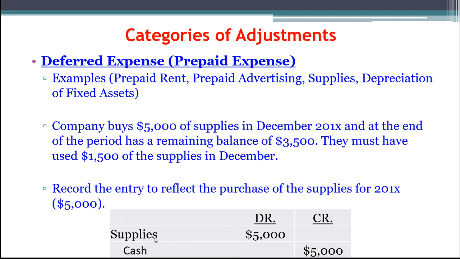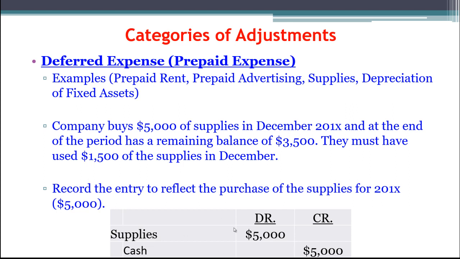Now let's take a look at a supplies example. This company buys $5,000 of supplies in December of a year, and at the end of that period, they have a remaining balance of only $3,500. Now we assume they started with zero. They bought some. They only have $3,500 left. Apparently, they used $1,500 of the supplies that month.